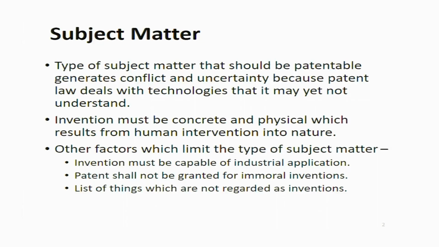You see, the type of subject matter that should be patentable is a very conflicting issue. It generates a lot of conflict and uncertainty. Primarily because patent offices are not aware of the technologies which are brought for patenting. Because all these technologies are new technologies, the patent office is yet to understand these technologies, and that is the reason why whether it is eligible for patent or not is always an uncertain question.